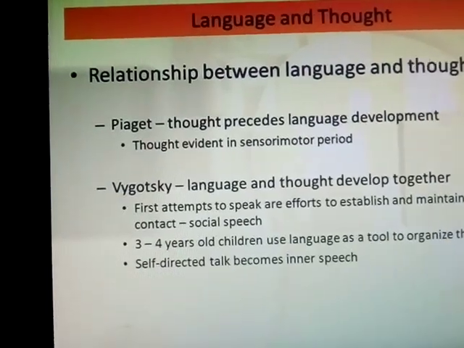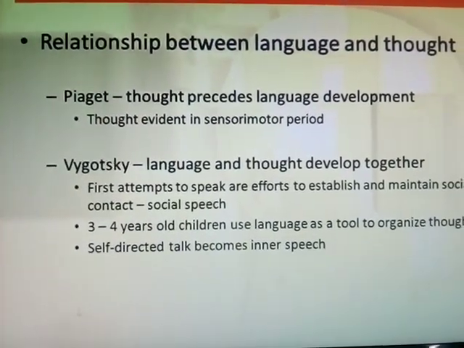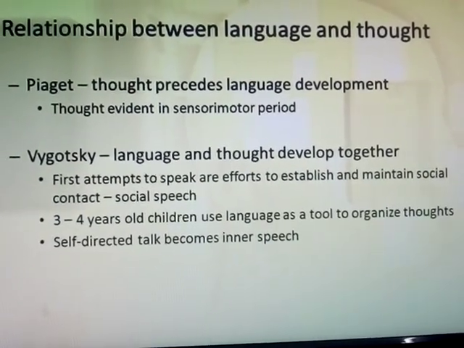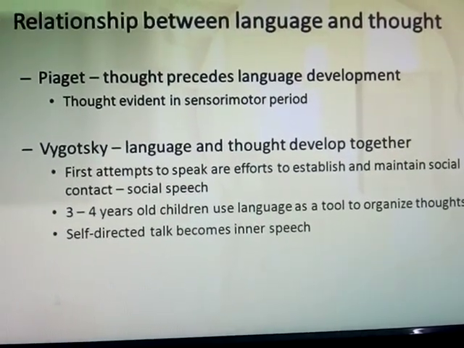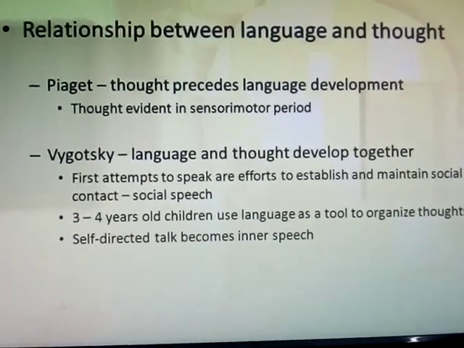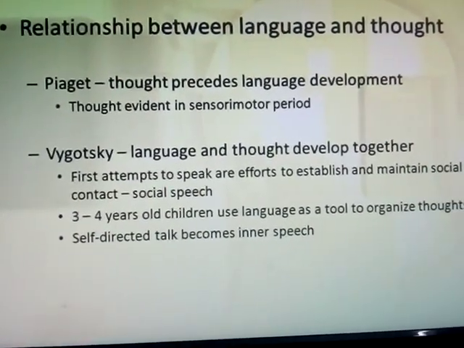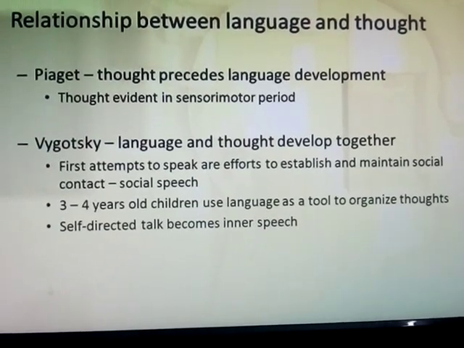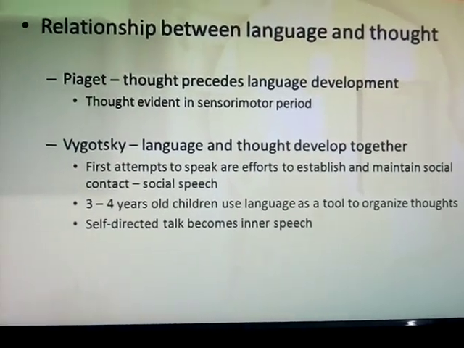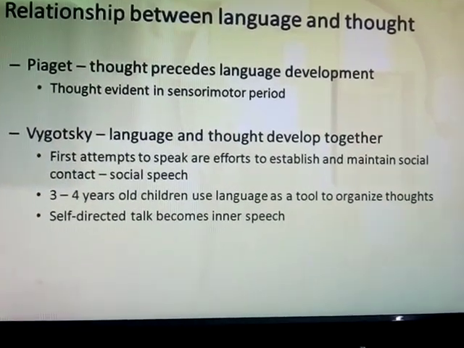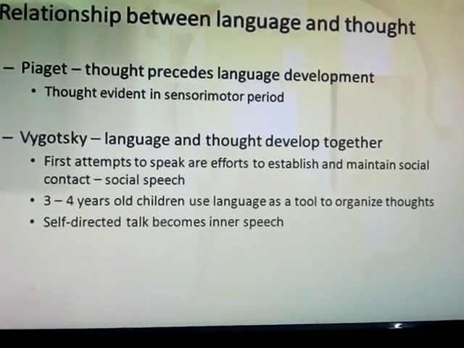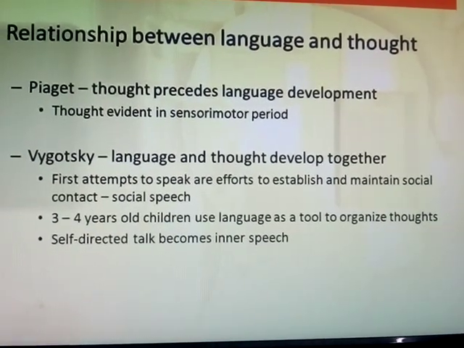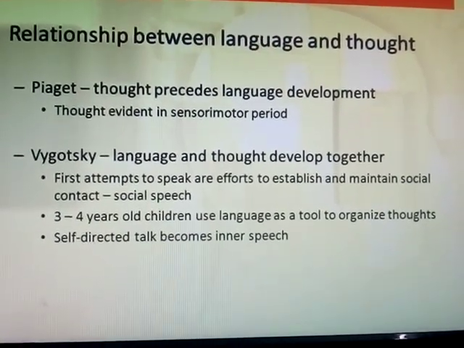Relationship between language and thought. Piaget: thought precedes language development. Thought is evident in the sensorimotor period. This is Piaget's view of language and thought. Vygotsky: first attempts to speak establish and maintain the social context of social speech. 3 to 4 year old children use language as a tool to organize thoughts. Self-directed talk becomes inner speech.